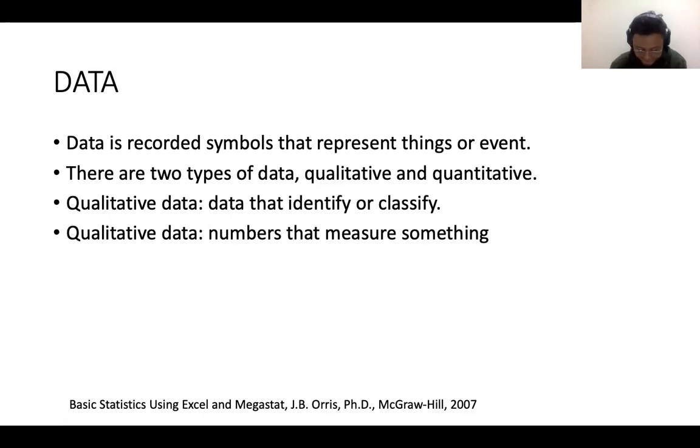So the examples of qualitative data are text, words, names, labels, identification, categorical, and nominal. And then the examples of quantitative data are age, weight, height, distance, and scores.